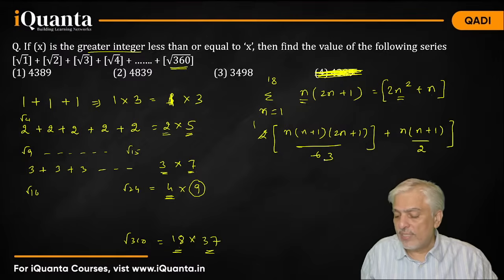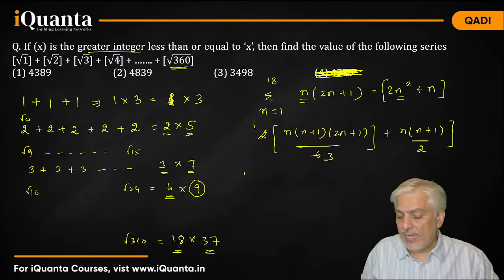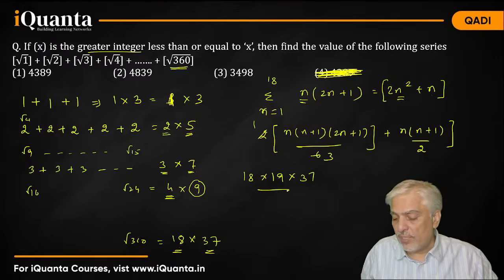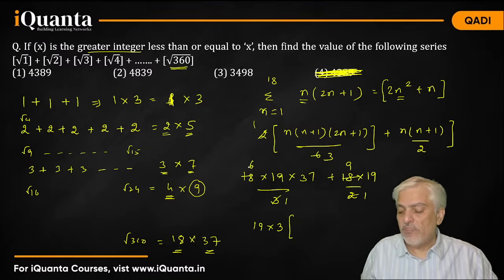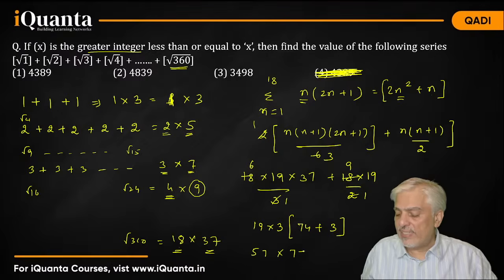2 ones are 2, 2 threes are 6. Put n as 18. 18 into 19 into 37 upon 3 plus 18 into 19 upon 2. 3 ones are 3, 3 sixes are 18. 2 ones are 2, 2 nines are 18. You can take 19 common if you want. You can take 19 threes are 57 common if you want. If you take 19 threes are 57 common, you're left with 37 twos are 74 plus 3. So final answer is 57 into 77.